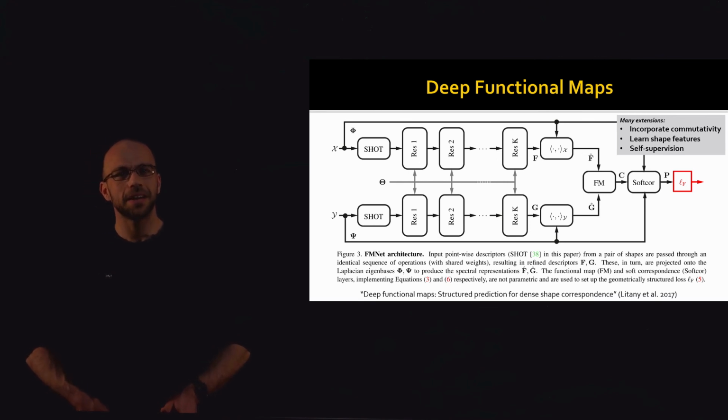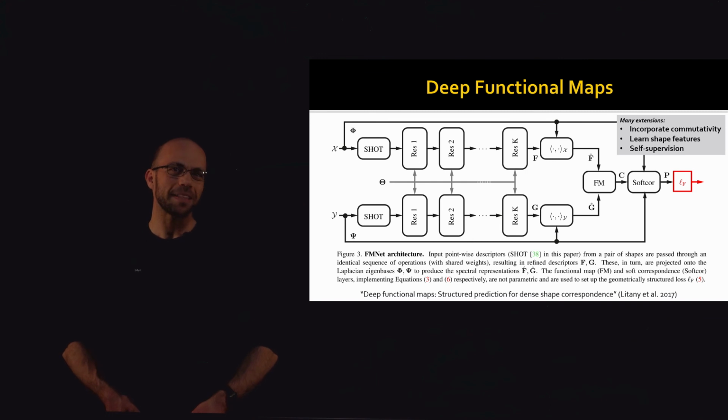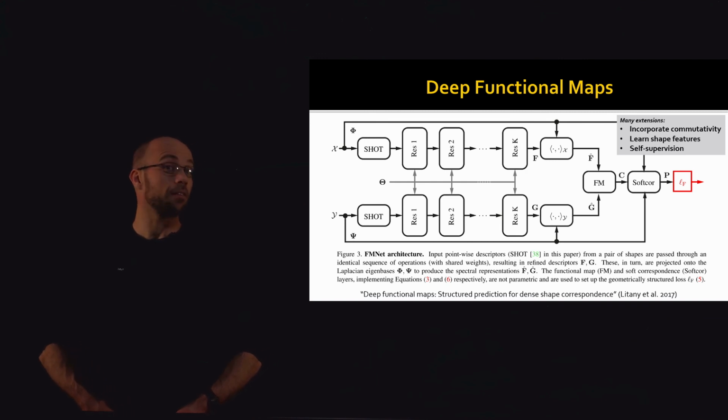So back in 2017, Litani and company proposed the first deep functional maps paper, and this has been, again, extended many different ways, which proposed a deep learning algorithm for computing functional maps between surfaces. So here I'm showing the original architecture for deep functional maps. They called it FMNet. And basically what FMNet did was really simple.